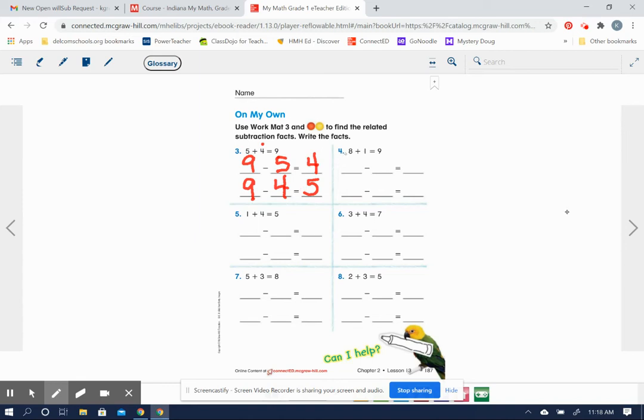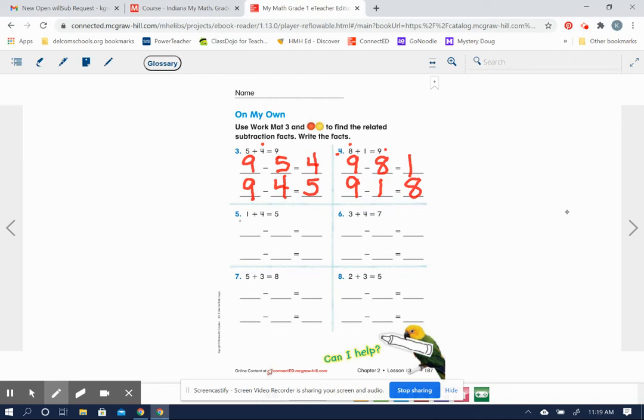Okay, let's move on to number 4. It says 8 plus 1 equals 9. What has to go at the beginning of the subtraction sentences? The 9. 9 is the whole. It's the biggest number. So if we subtract 8, that's one part, then we're going to be left with the other part, which is 1. And then we can switch the order of the parts here. 9 minus this part equals the other part.